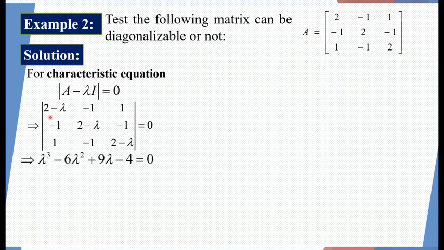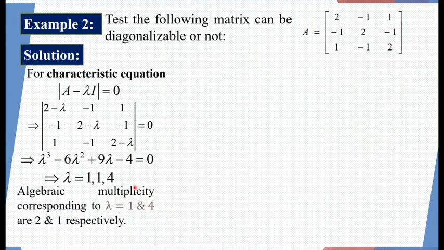And after solving this particular determinant, we get lambda cubed minus 6 lambda squared plus 9 lambda minus 4 equals 0. This is a cubic equation in lambda. So on solving, we get lambda equals 1, 1, 4. So the roots are repeated and the matrix is symmetric. So from here, the algebraic multiplicity corresponding to lambda equals 1 is 2 because it is repeated 2 times, and corresponding to 4 is 1.